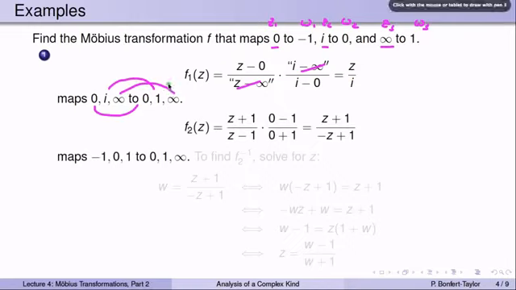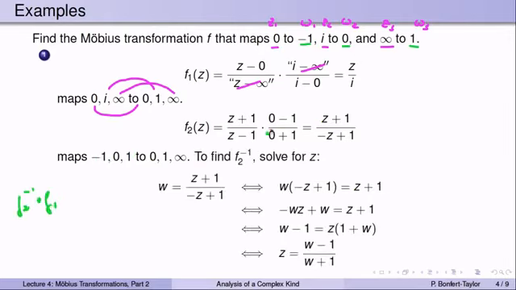f2 is the map that takes the w's, so -1, 0, and 1, and maps those to 0, 1, infinity. And again, we just took the mapping that we constructed earlier and plugged in these values, -1, 0, and 1, and out came the map z plus 1 over -z plus 1. But we need f2 inverse because we need to look at f2 inverse composed with f1. That's going to be our final mapping.